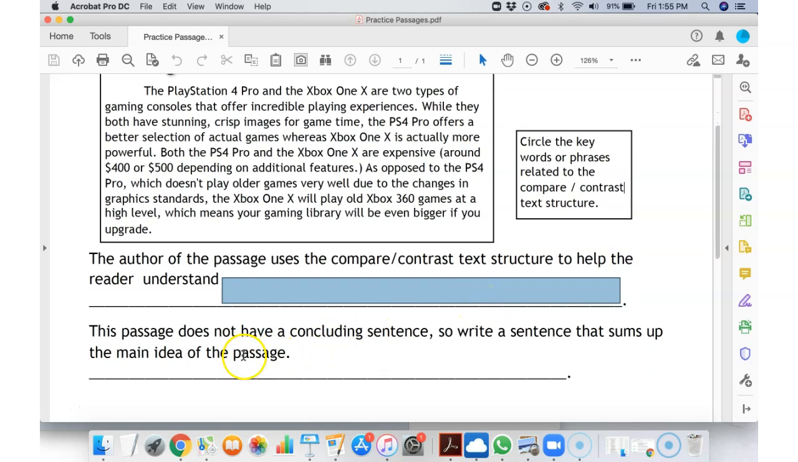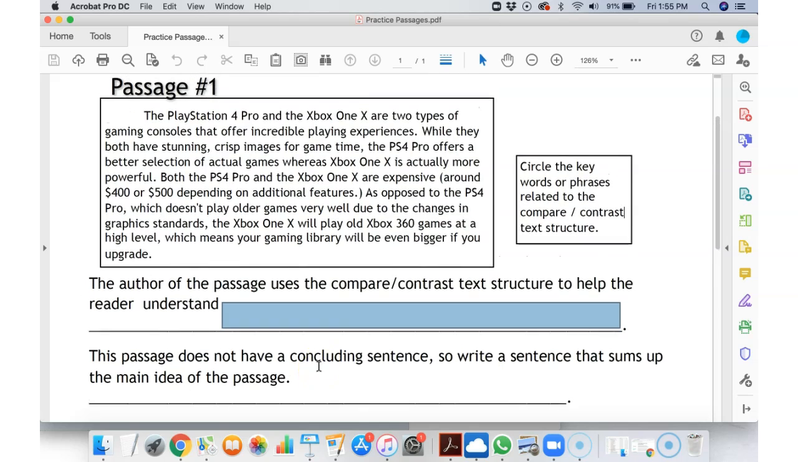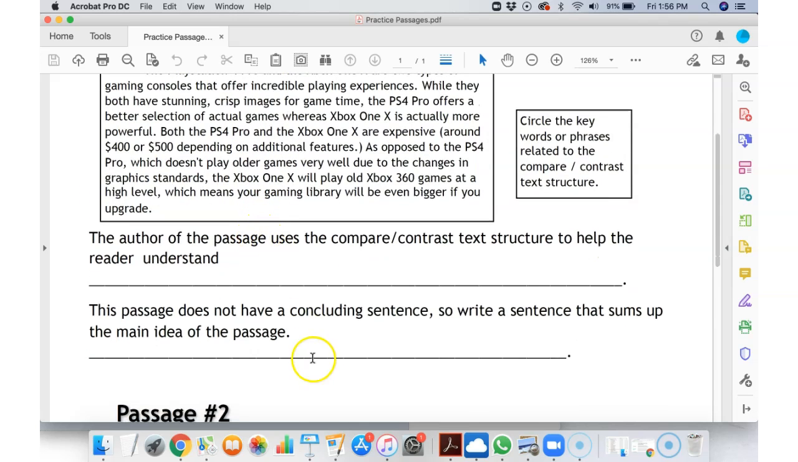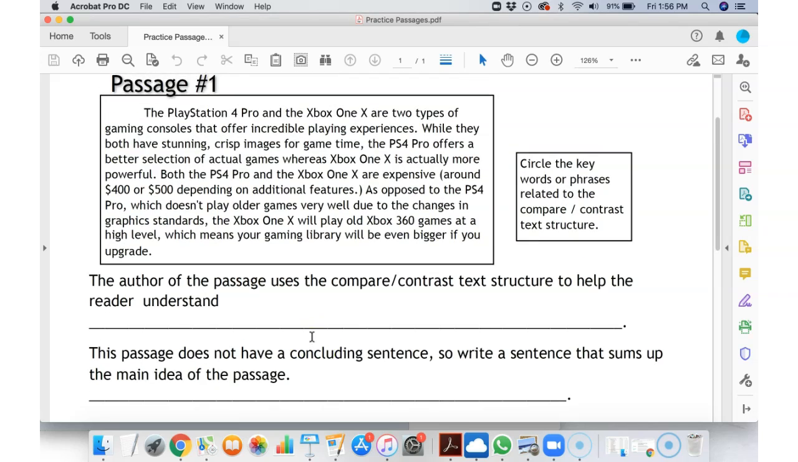The second question, look at this. The passage does not actually have a concluding sentence. Did you notice that? It doesn't actually have one. So write a sentence that sums up the main idea of the passage. So not a little detail. We're not talking about how they both have crisp images. We're not talking about how much they both cost. Those are details. But think about one main idea for the passage that you can write here.